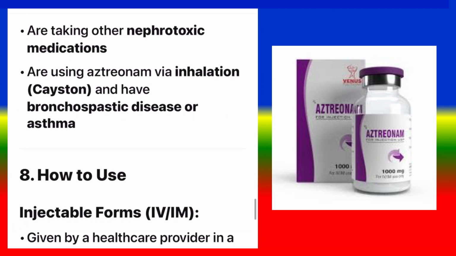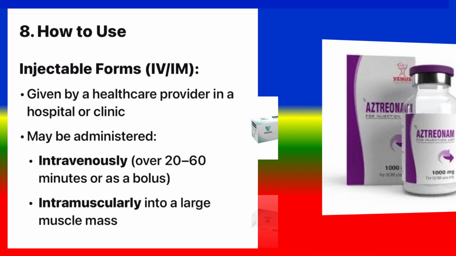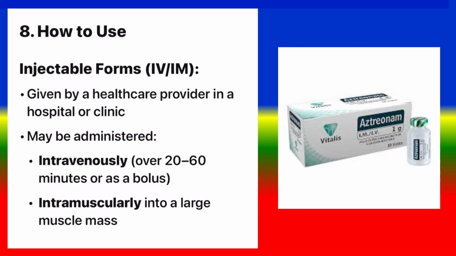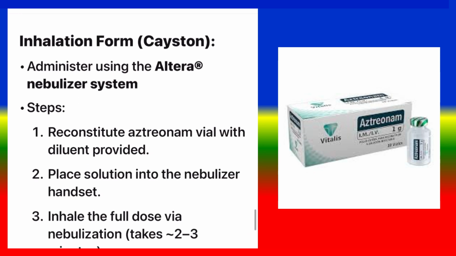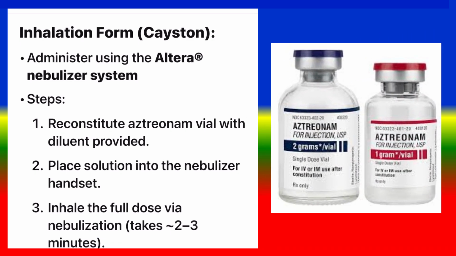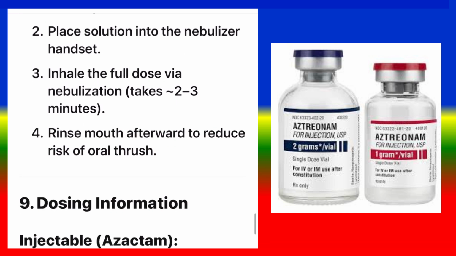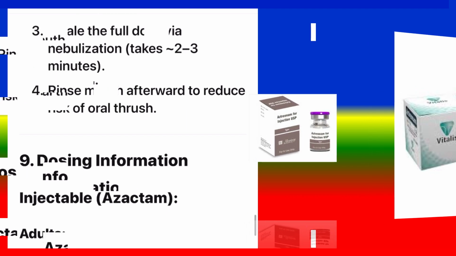Number 8. How to use. Injectable forms, IV and IM, are given by a healthcare provider in a hospital or clinic. They may be administered intravenously over 20 to 60 minutes or as a bolus, or intramuscularly into a large muscle mass. Inhalation form Cayston: administer using the Altera nebulizer system. Steps: 1. Reconstitute Aztreonam vial with diluent provided. 2. Place solution into the nebulizer handset. 3. Inhale the full dose via nebulization. Takes 2 to 3 minutes. 4. Rinse mouth afterward to reduce risk of oral thrush.